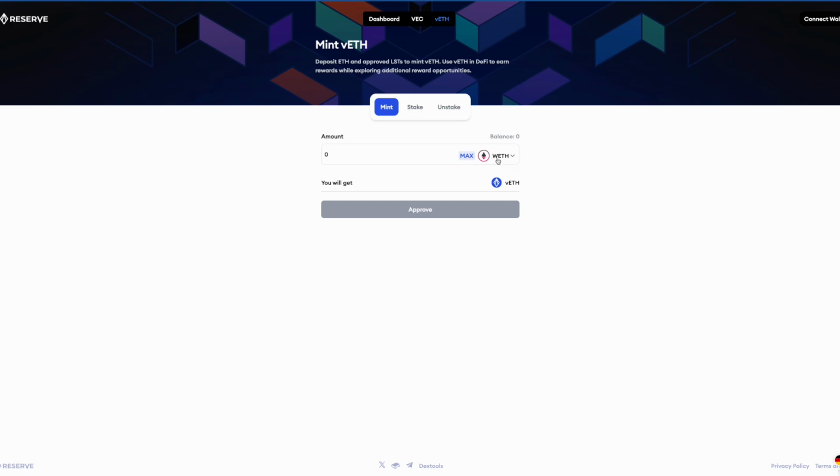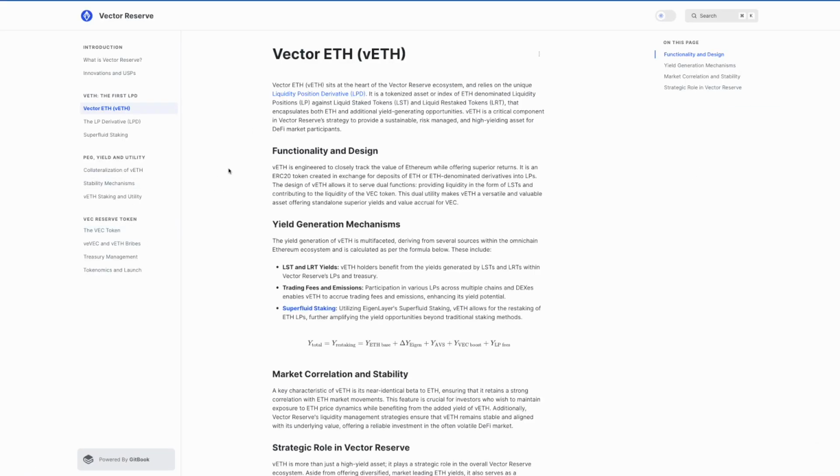you can only use vETH to mint this vector ETH, right? Now this is a one-way road. So if you take vETH and you mint vETH, then you're most likely going to have to try to sell vETH for vETH if you want to exit the position. There is some talk in here about redemptions, but I'll get to that in a second, okay?